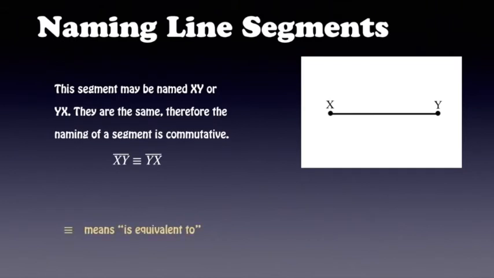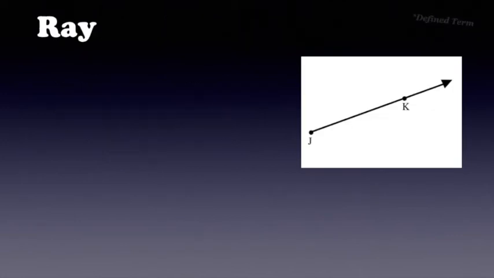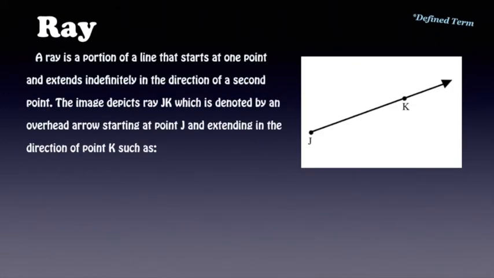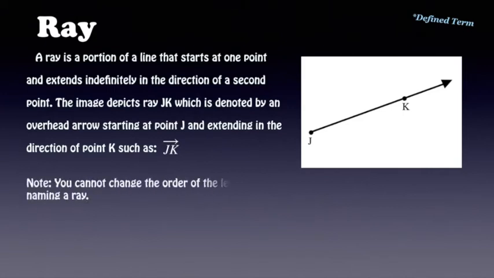The segment shown here may be named XY or YX. They are the same, therefore naming a segment is commutative. XY is equivalent to YX. A ray is a portion of a line that starts at one point and extends indefinitely in the direction of a second point. The image depicts a ray, JK, which is denoted by an overhead arrow starting at J and extending in the direction of K. You cannot change the order of the letters when naming a ray. Ray KJ would be incorrect.